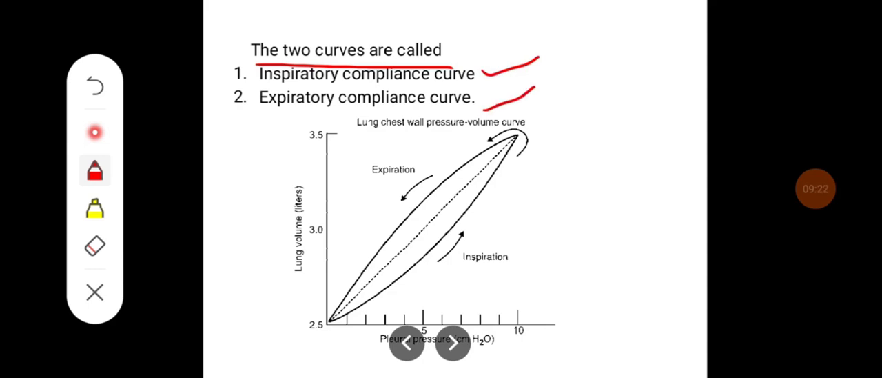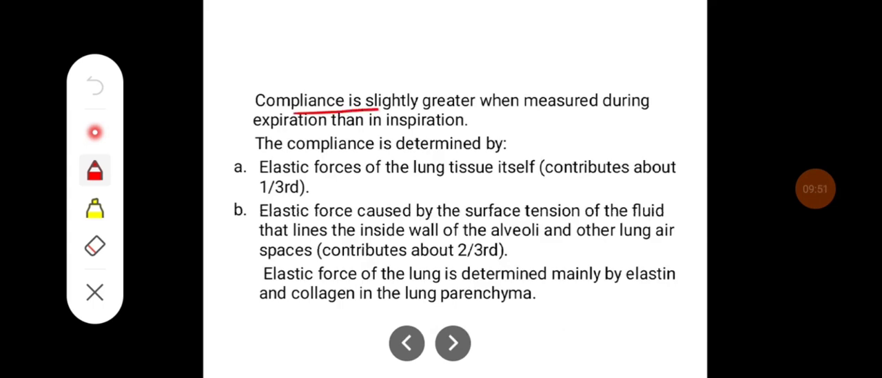And this shows the change in the pleural pressure with the increase in the lung volume. So if you increase the pleural pressure, that is going to increase the lung volume, and if you decrease the pressure, the lung volume is going to decrease with the respiration. The compliance is slightly greater when measured during expiration than in inspiration.